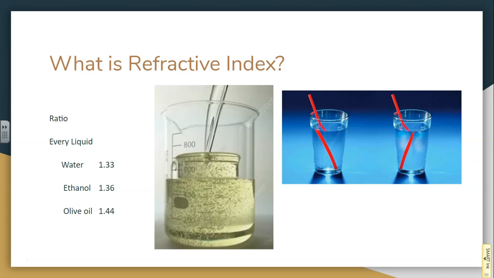We know that light travels at a certain speed in a vacuum in space, 3.0 times 10 to the 8th meters per second, 300 million meters per second. But what we also know is that when things get in the way of light traveling, like windows and liquids and things like that, that light slows down. And that creates a phenomenon that we know as refraction. And so the refractive index is basically a ratio that compares the speed of light in a vacuum to the speed of light through a certain liquid.